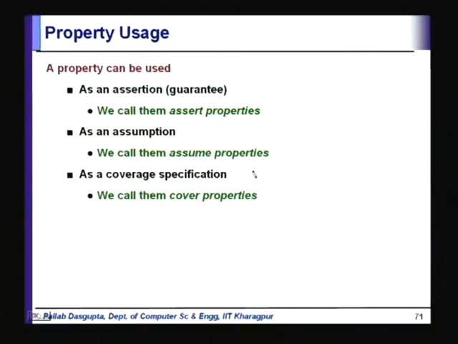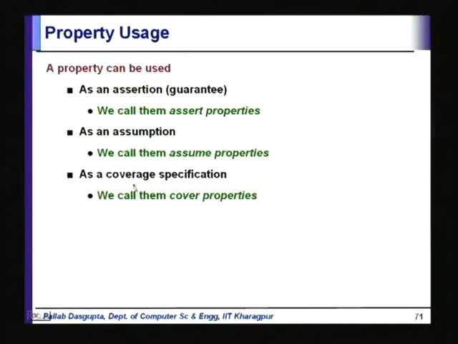So, see the problem here. If your environment constraints are weak, then you may get false bugs. If your environment constraints are too tight, then you may miss bugs. So, writing these environment constraints is a very important task, and that is what we try to do with what are called assumed properties.